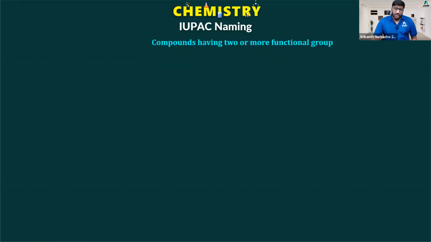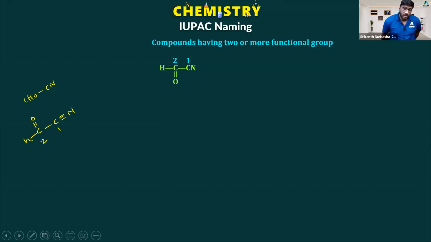And next come the cases, students, of compounds having two or more functional groups. In this case, how to give the numbering? We have to follow the same logic, based on the priority order. C double bond H, CN, which is given the highest priority. CN, C double bond H. What is the name of this compound? CHO, CN. It is C double bond H, C triple bond N. The C triple bond N carbon is the highest priority, 1, 2. What is the name now going to be?